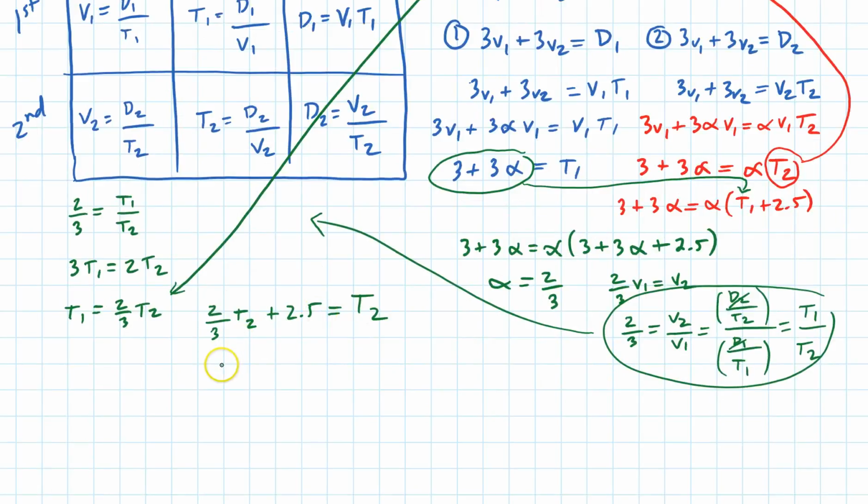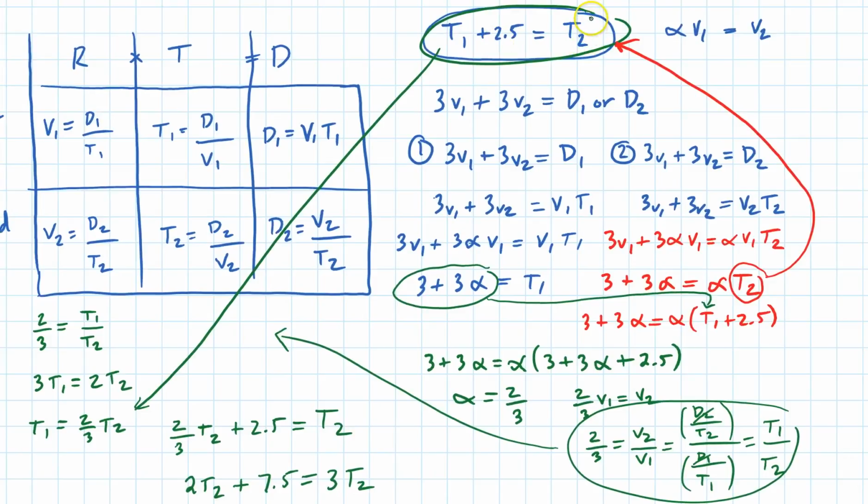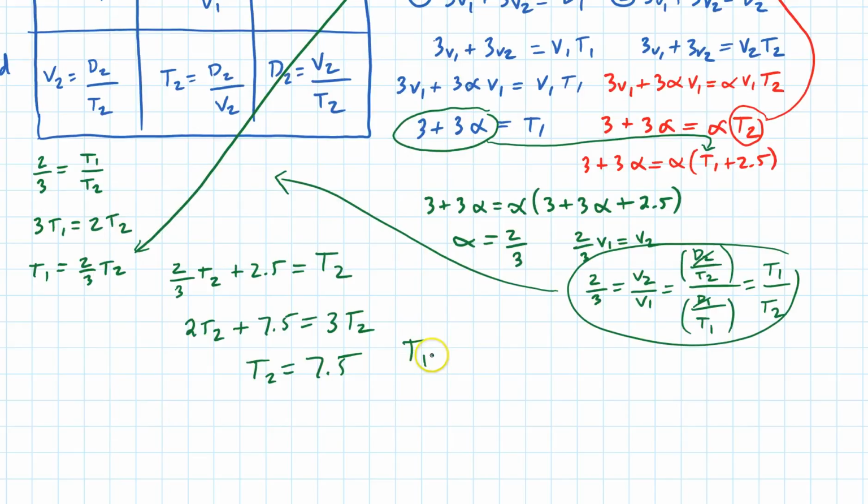Multiply through by 3, you get 2t2 plus 7.5 equals 3t2. So t2 equals 7.5 hours. So if I plug in 7.5 hours here, t1 would be 5 hours. So that's my answer.